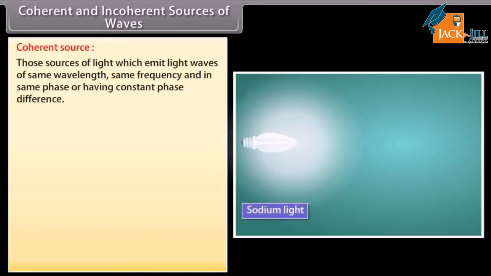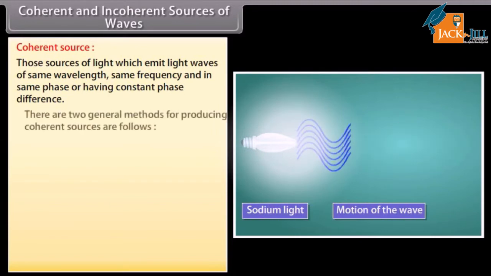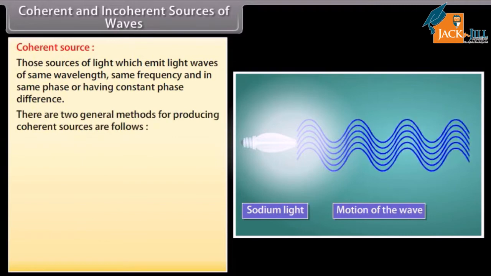Coherent and incoherent sources of waves. Coherent sources of light are those sources of light which emit light waves of the same wavelength, same frequency, and in the same phase or having a constant phase difference. There are two general methods for producing coherent sources as follows.